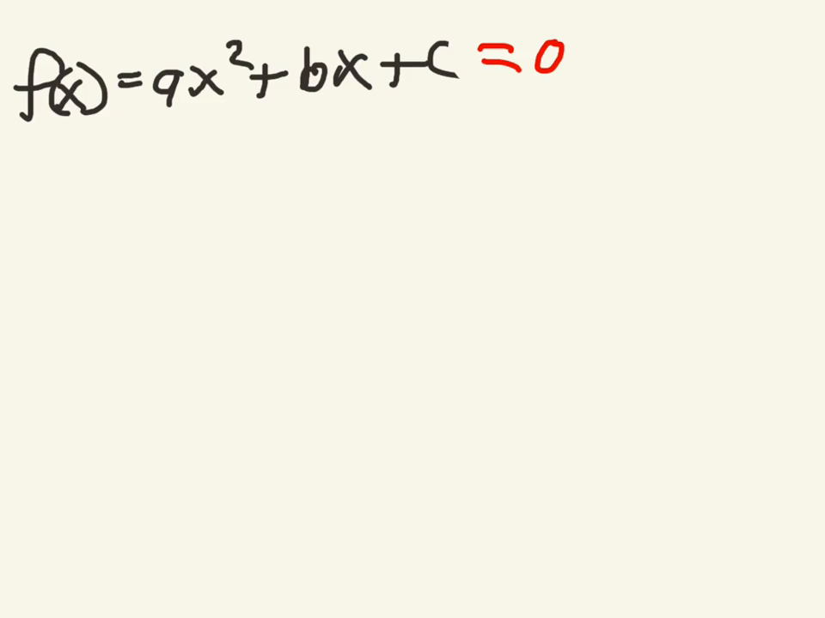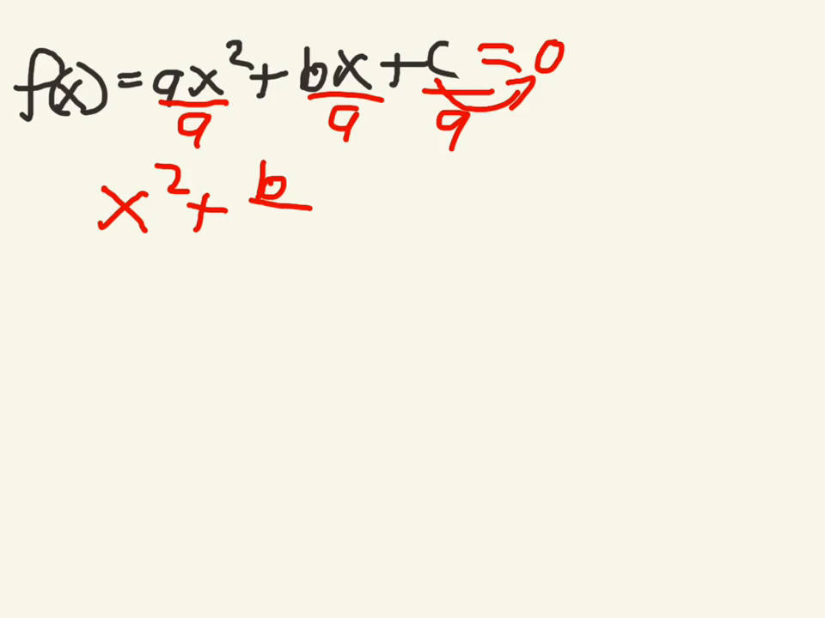Okay, so if we're solving for x, we need to get all the x's on one side, everything else on the other side. So we're going to move the c over, and I want the coefficient in front of x squared to be a, so I'm going to divide everything by a and move the c over. And what we end up with is x squared plus b over a times x. You can put x in the numerator or behind if you want to, and that's going to equal c over a.